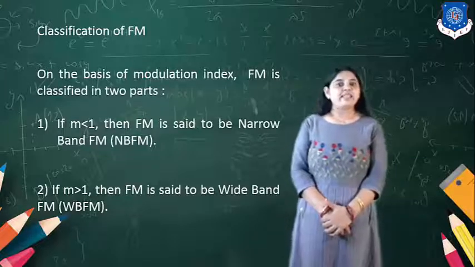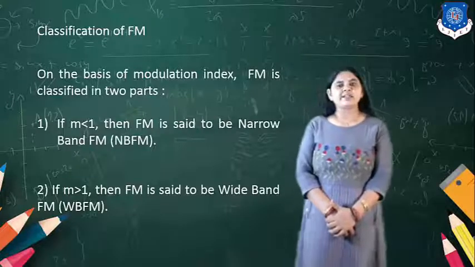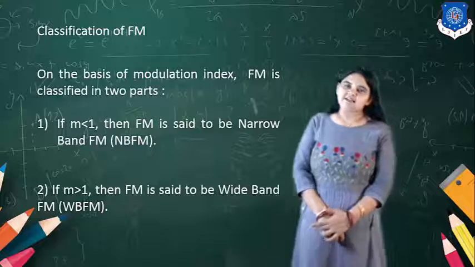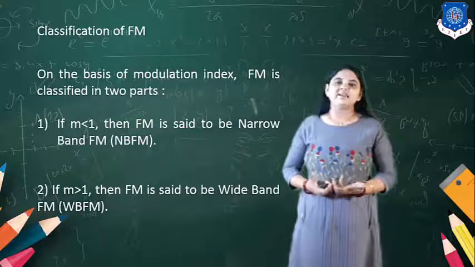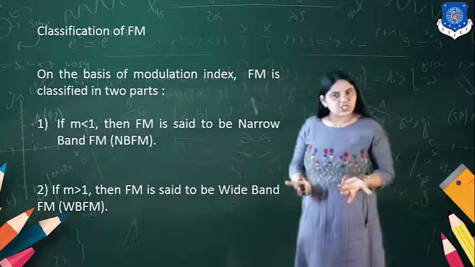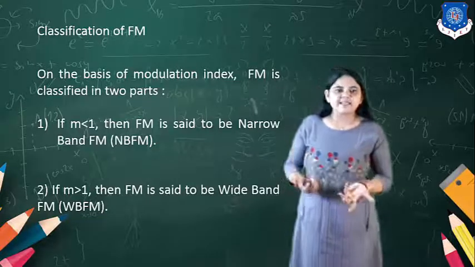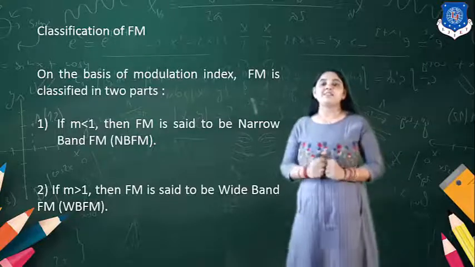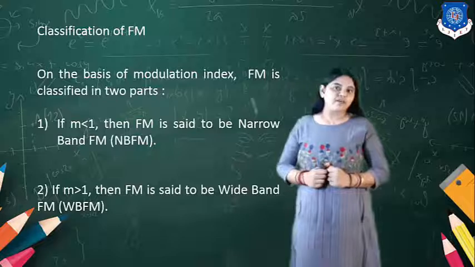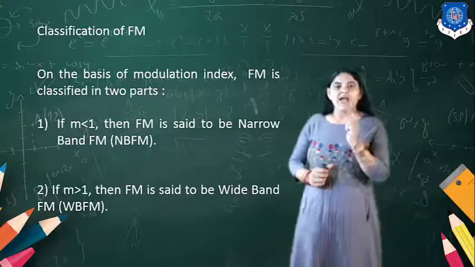If M is less than 1, the modulation index is less. If the modulation index is less, the number of sidebands is less, and the bandwidth required is also less. So with the smaller bandwidth, if M is less than 1, then the FM is said to be a narrowband FM. It means the small bandwidth is considered a narrowband FM.